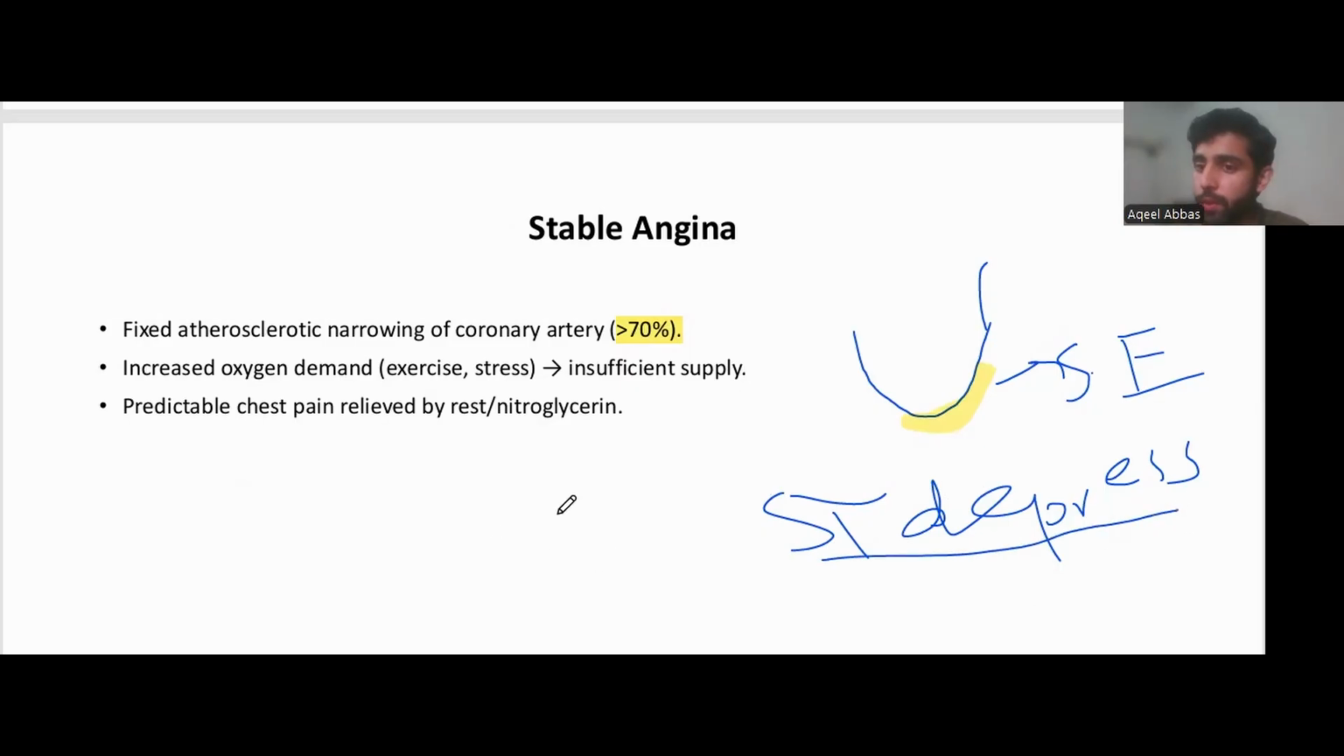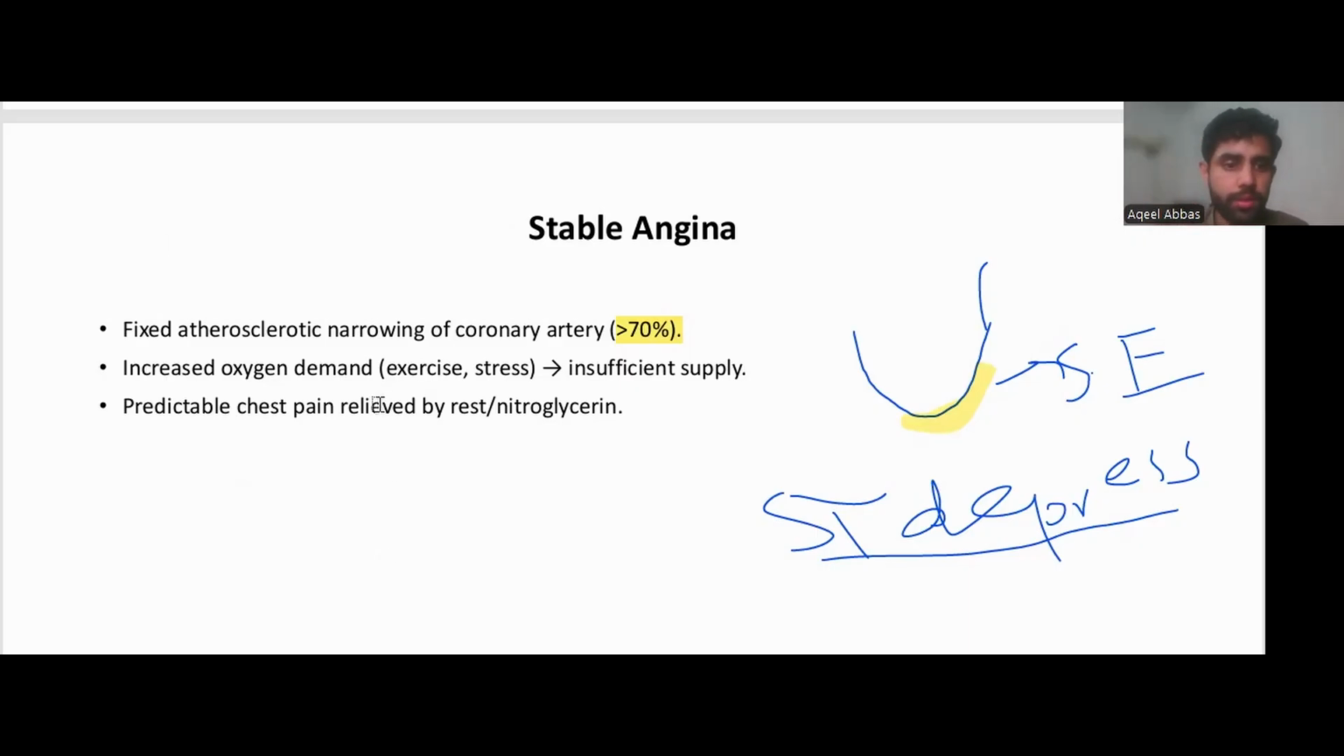But when the whole wall is involved, that leads to an ST segment elevation. So when there is partial occlusion of coronary arteries, that would lead to a subendothelial ischemia, and that would lead to an ST segment depression. And when there is a complete occlusion of a coronary artery, that would lead to transmural ischemia, where the whole wall is involved, and that would cause an ST segment elevation. This is an important concept that we have to keep in mind.